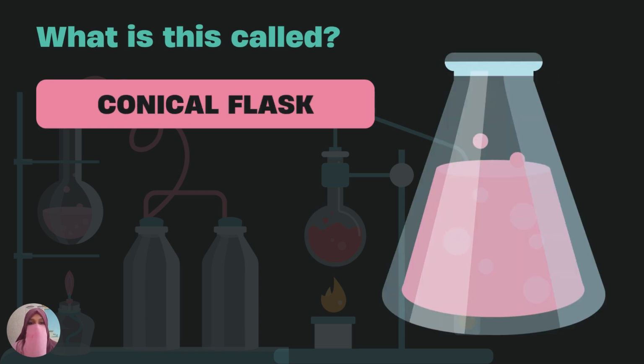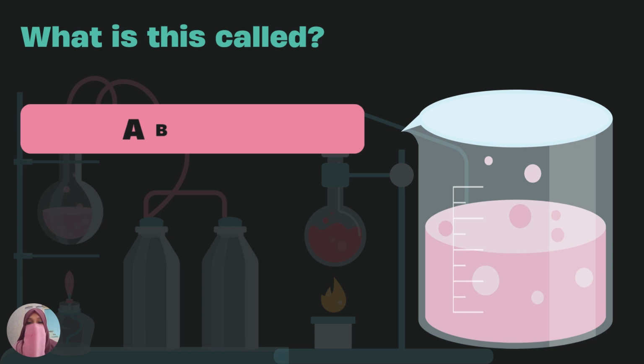What is this called? A conical flask. We will also use this conical flask in the filtration experiment. In filtration, to hold the filter funnel, we have to use a conical flask. So always draw a conical flask if it comes to drawing.